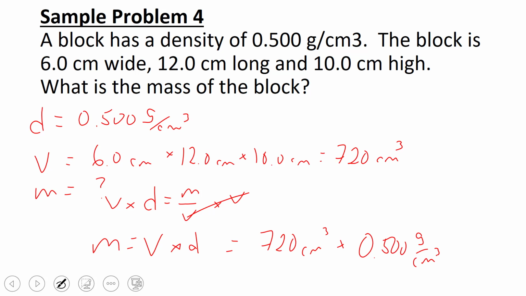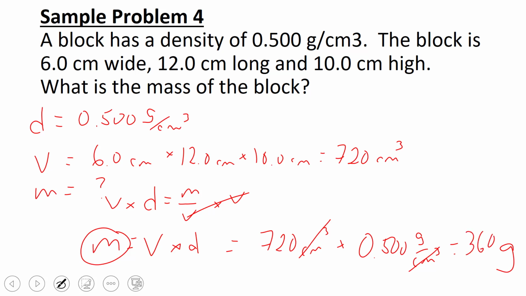Again, coaching about units here. Centimeters cubed is on the bottom and centimeters cubed is on the top, so it cancels, leaving me with units of grams, which is what I'm looking for. I'm looking for a mass. So 720 times 0.5 is going to give me 360.